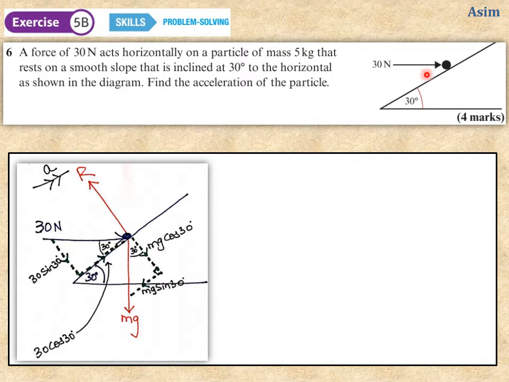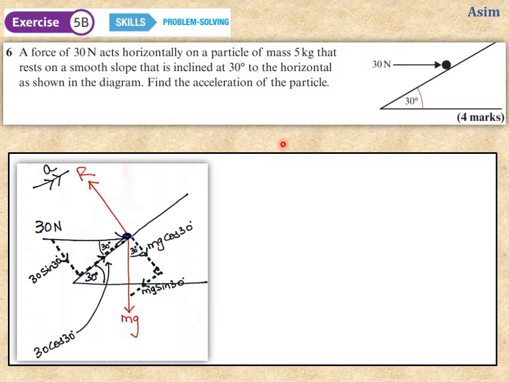A force of 30 Newton acts horizontally on a particle of mass 5 kg. Okay, and it is at rest on a smooth slope. It's very important to note it is smooth. Okay, find the acceleration. Our job is to find the acceleration with which the particle will move.